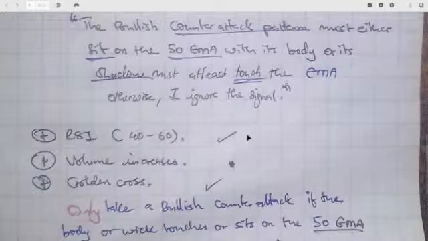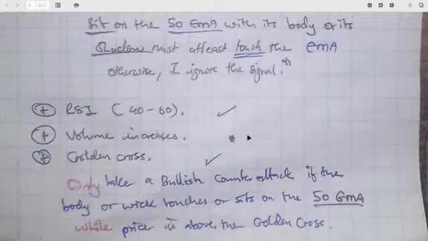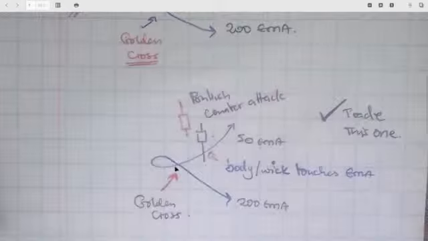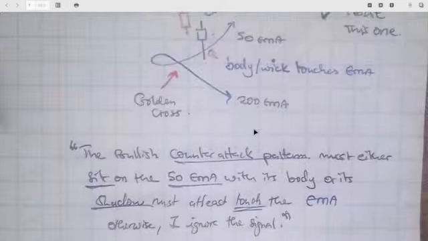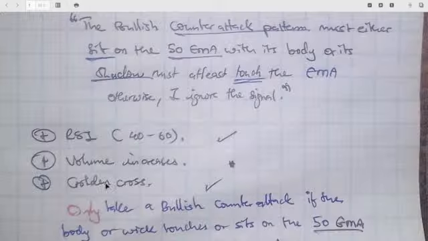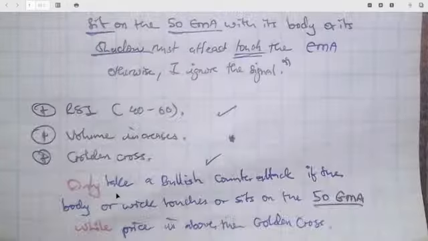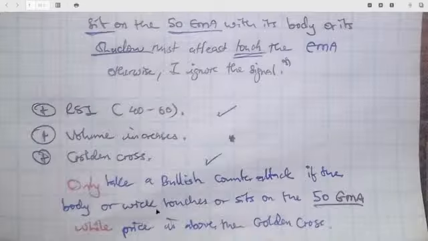Now there are other things that you can do to boost up the strategy. You have to make sure the RSI is between 40 and 60, because you do not want to buy in an oversold market. You need to make sure the volume increases on this candlestick pattern. And finally, the golden cross, which is here, you have to make sure that is true. Only take a bullish counterattack if the body or wick touches or sits on the 50 EMA while the price is above the golden cross.